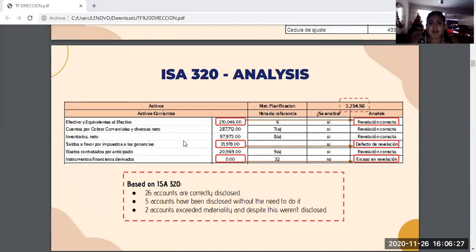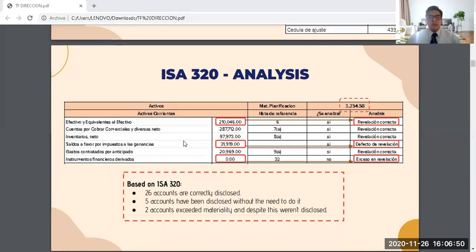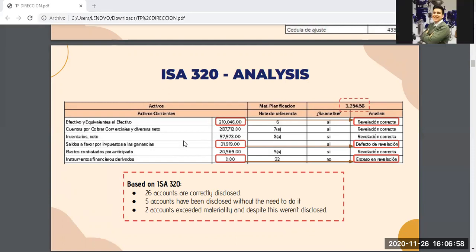Okay, so after having found the planning materiality, this number was compared with all the accounts in order to determine if there was a correct disclosure or a defect or excess in disclosure. So we conclude that there are 26 accounts that are correctly disclosed. Also, there are 5 accounts that have been disclosed without the need to be, since they don't exceed the planning materiality. And finally, 2 accounts exceed materiality and despite this weren't disclosed, which is why it's considered a disclosure defect.